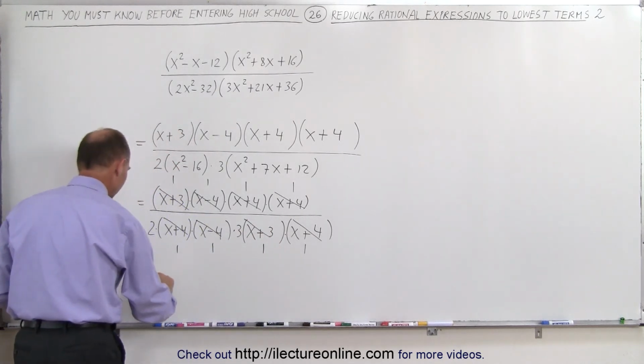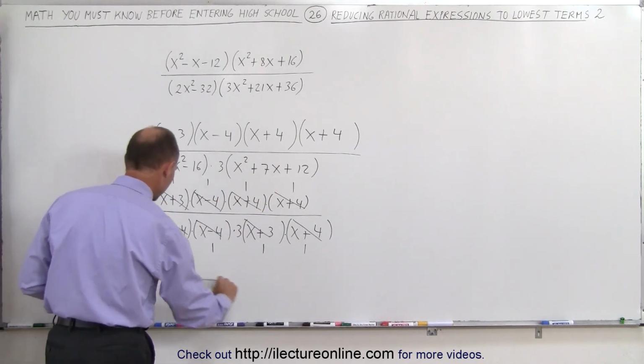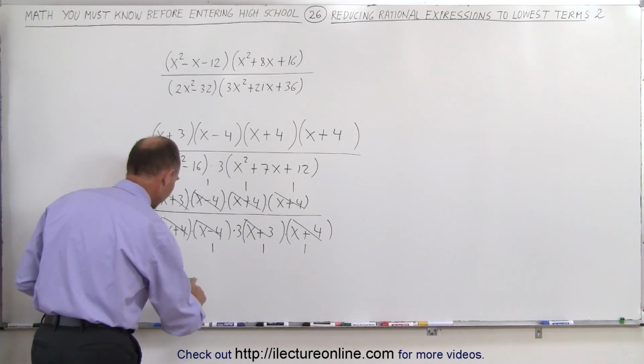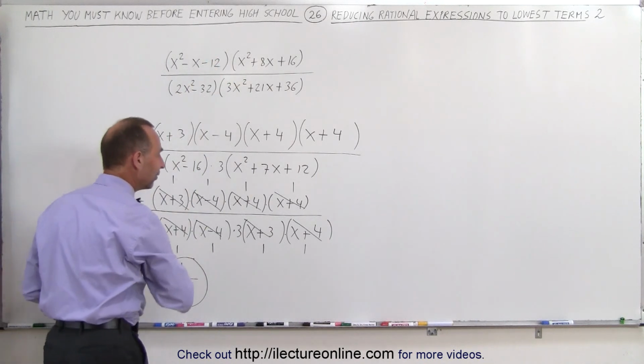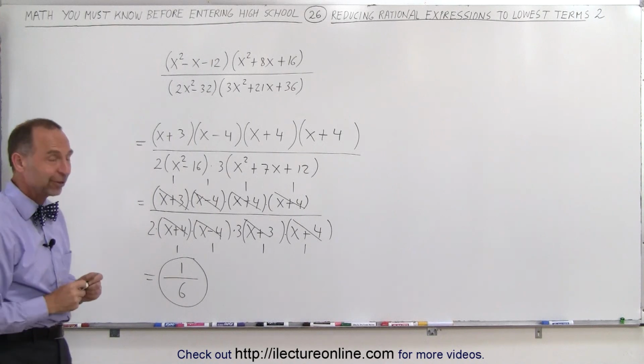So in the numerator, I'm left with 1 times 1 times 1 times 1, so it's simply a 1. And in the denominator, I'm left with a 2 times 3, which is 6. So the final answer, this can be reduced to 1 divided by 6. Who would have thought? But that's the correct answer for this particular problem.